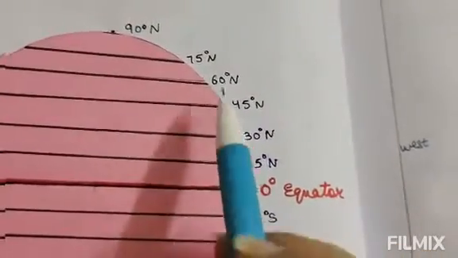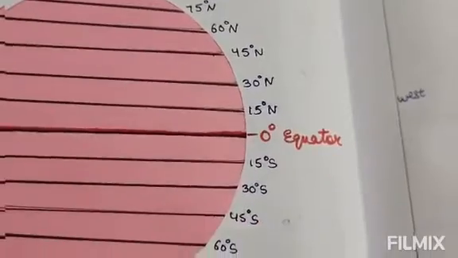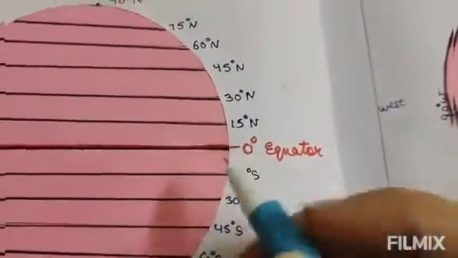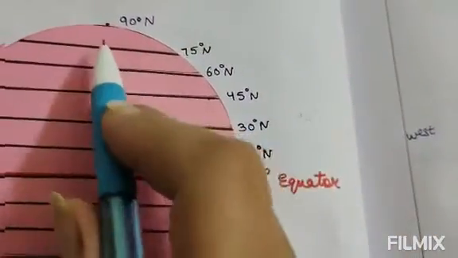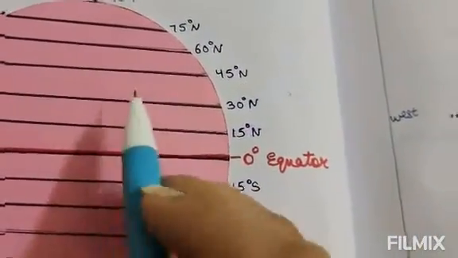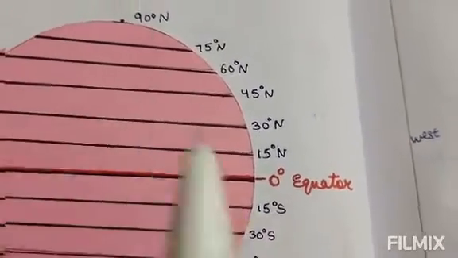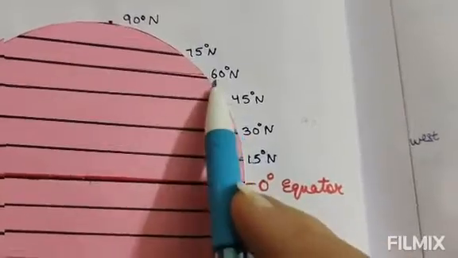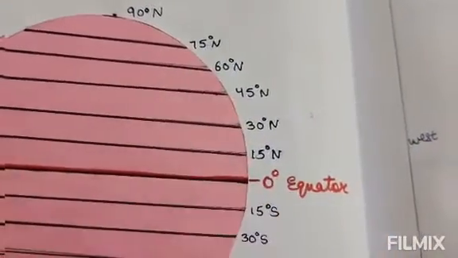Okay. Now you can see some representation over here. You must be wondering what are these lines, right? Now let me tell you. So there are 90 parallels. I have just drawn few. I have drawn some lines here, not all of them. So first is 15 degree, 30 degree, 45 degree, 60 degree, 75 degree and 90 degree.